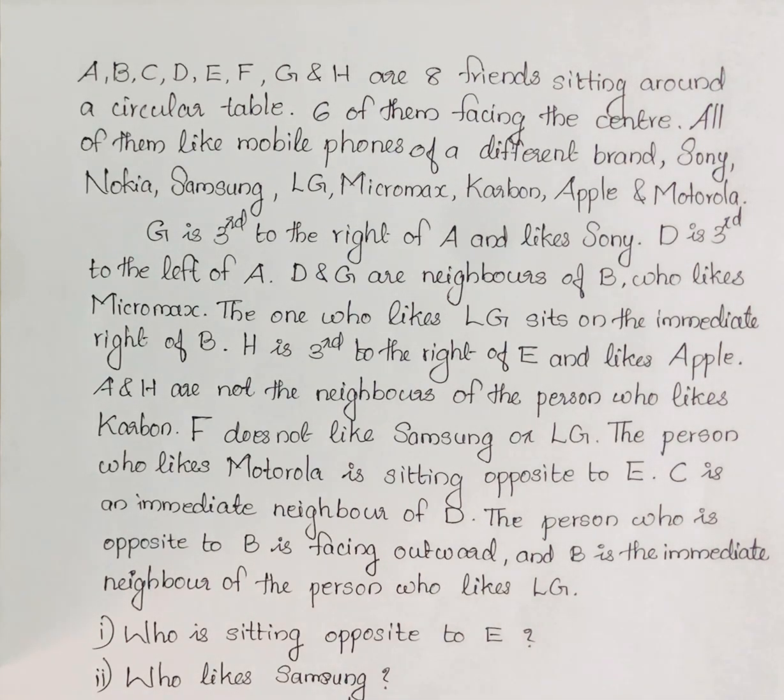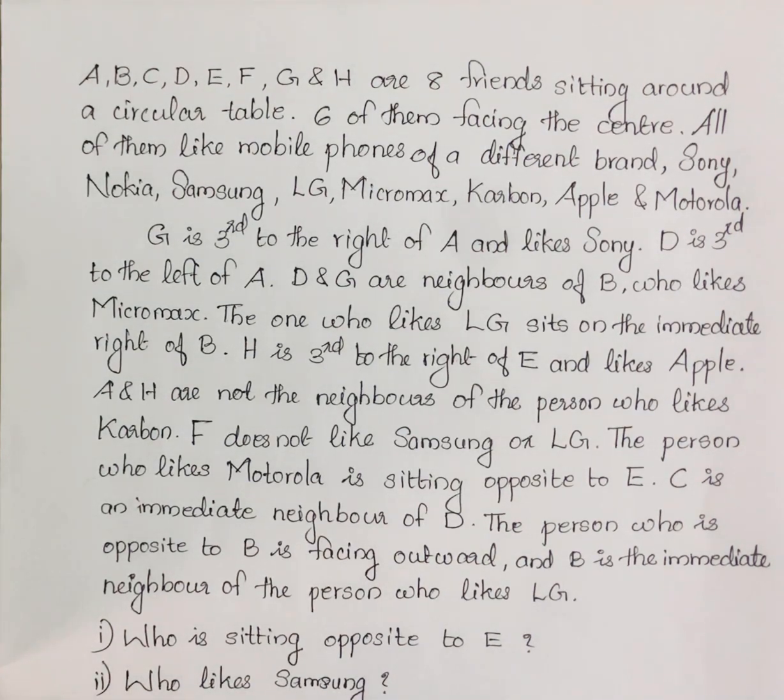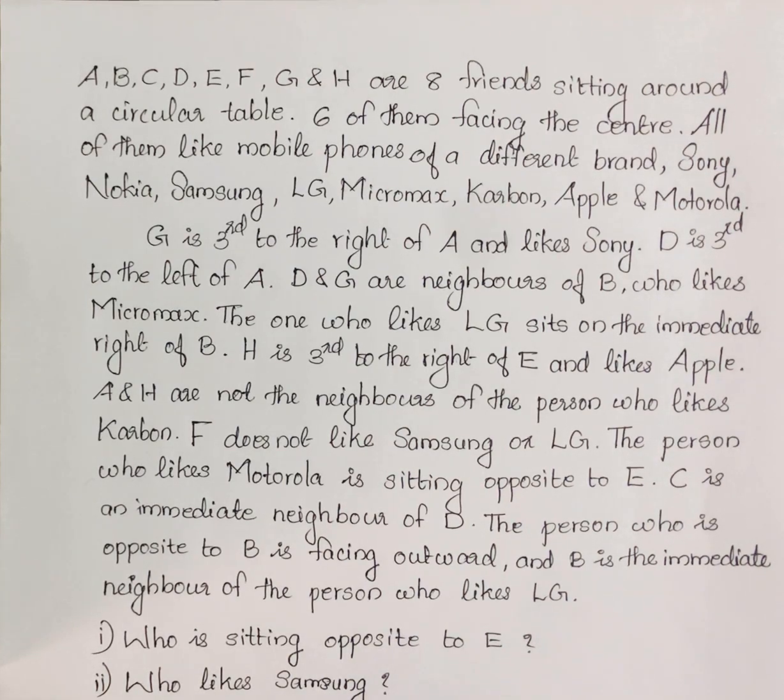Next question. A, B, C, D, E, F, G and H are 8 friends sitting around a circular table. 6 of them are facing towards the center. All of them like mobile phones of a different brand: Sony, Nokia, Samsung, LG, Micromax, Carbon, Apple and Motorola. G is third to the right of A and likes Sony. D is third to the left of A. D and G are neighbors of B, who likes Micromax. The one who likes LG sits on the immediate right of B.